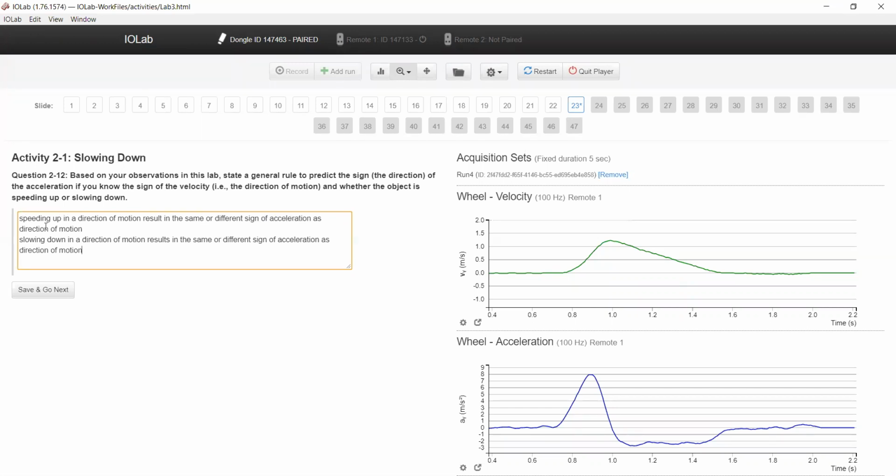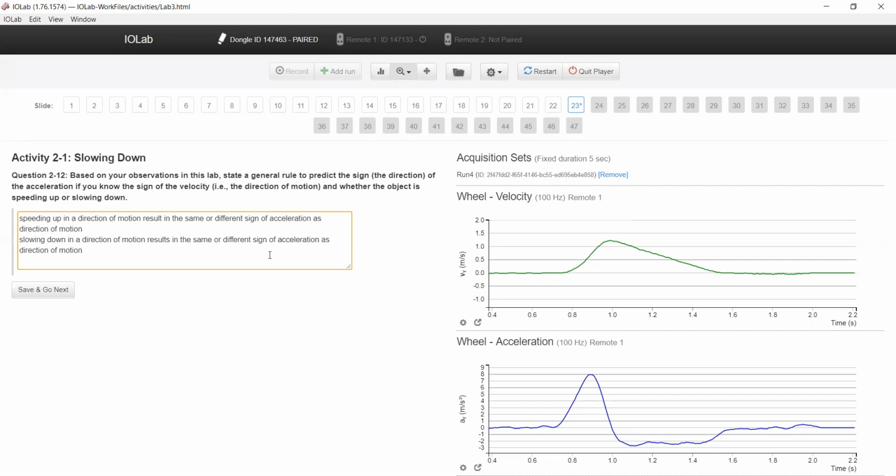So if we do it in the direction of motion, will it result in the same sign of acceleration or different sign of acceleration? So you have to give a general rule. While slowing down in any direction, in positive or negative direction, will it result in the same sign of the acceleration or different sign of the acceleration as the direction of motion?